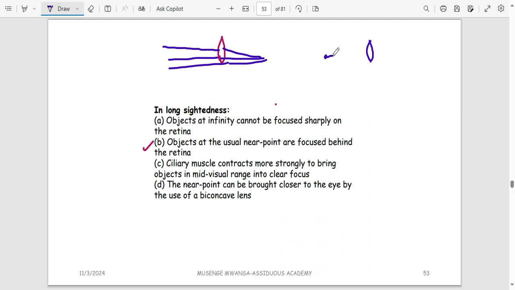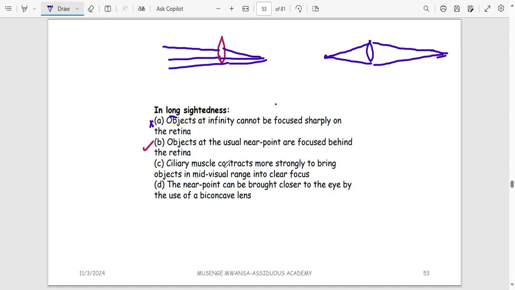So let's say the object is now here. You can see the light rays are going to be going like that. And the eye, let's say you have got short eyeballs, will not be able to converge the light properly. It might take a lot for you to converge, and so you end up converging way beyond the retina. So objects at infinity cannot be focused sharply? That's not true, because what's at infinity, that's actually what you are able to see, what is at a far distance. So option A is not correct.